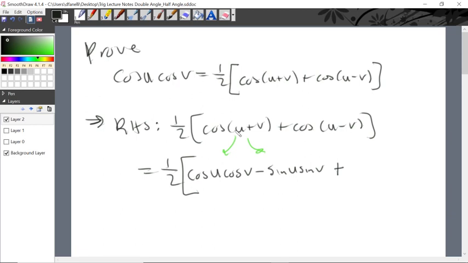That's the same as saying the cosine of u plus negative v. So we're going to get a cosine of u. Cosine of negative v is the same as cosine v because cosine is an even function. And then we have minus the sine of u times the sine of negative v. Because sine is odd, the sine of negative v is the same as negative sine of v. So this gives us a plus sine u sine v. Now let's see if we can combine any like terms.